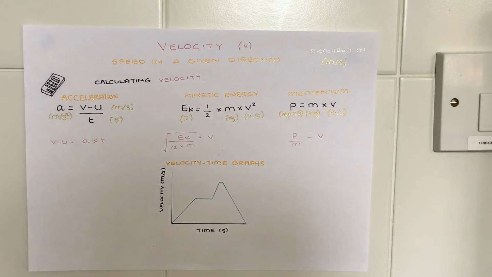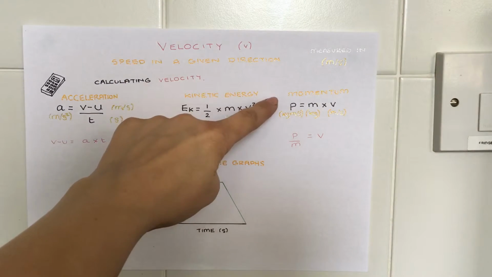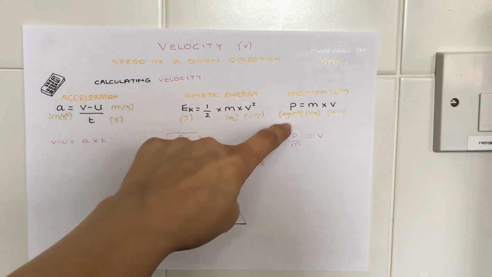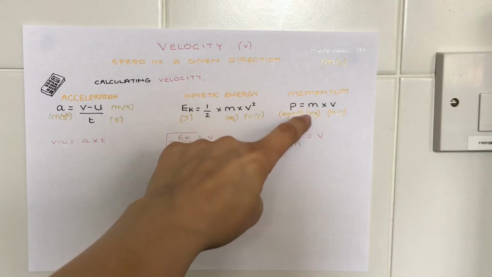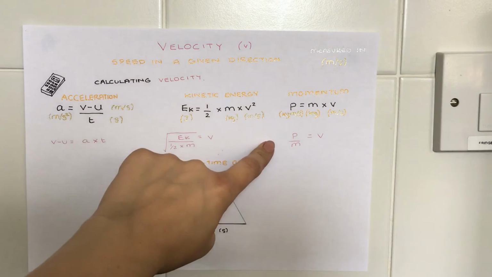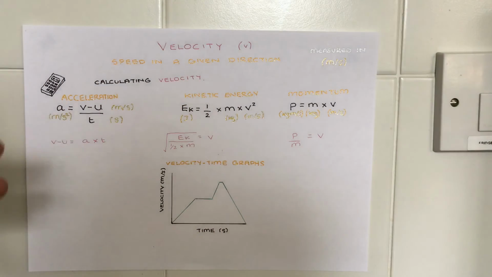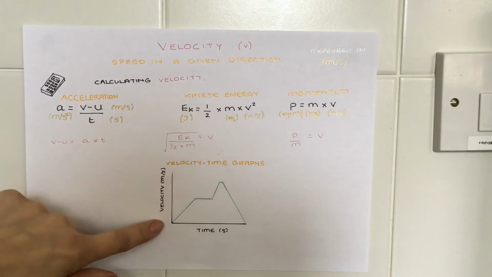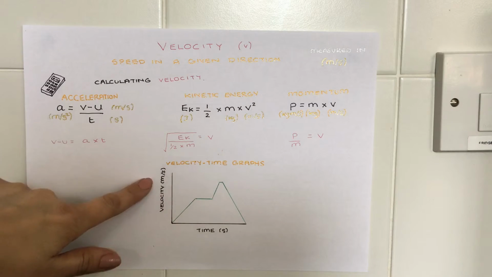It can also come up in momentum, which is momentum in kilogram meters per second equals the mass of an object times the velocity that it is travelling. So to rearrange this one, it's quite simple, it would look like that. It can also come up in a velocity time graph. However, if they're asking you to find the velocity, it's quite simple, you'd read it off of the axes, okay?